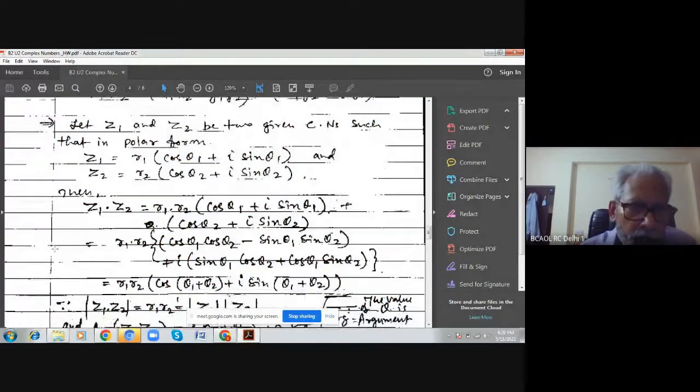Now, multiplication in polar form. When one complex number z1 and another complex number z2 are both in polar form, how do we multiply them? In this case, you see R1 and R2, both parts are multiplied. And here there are two parts. The first part, cos theta 1 plus iota sin theta 1, will come.